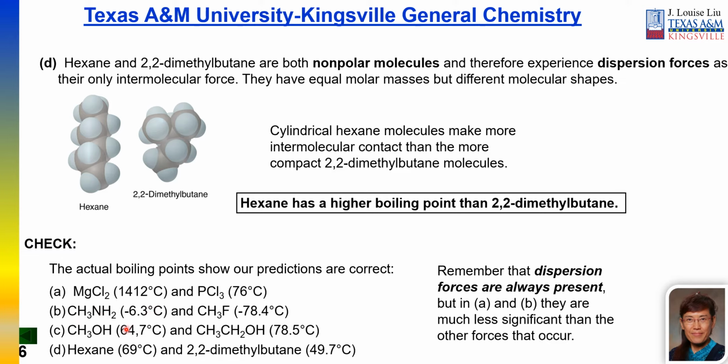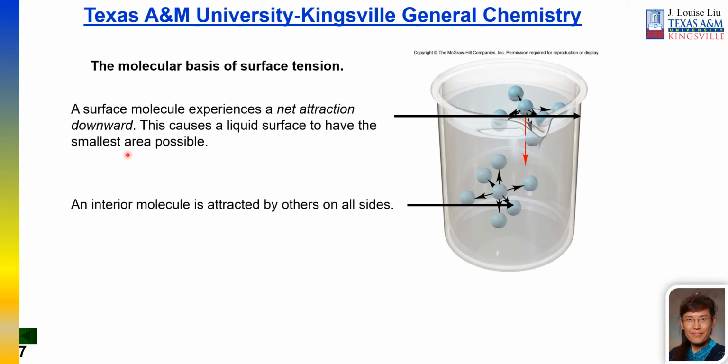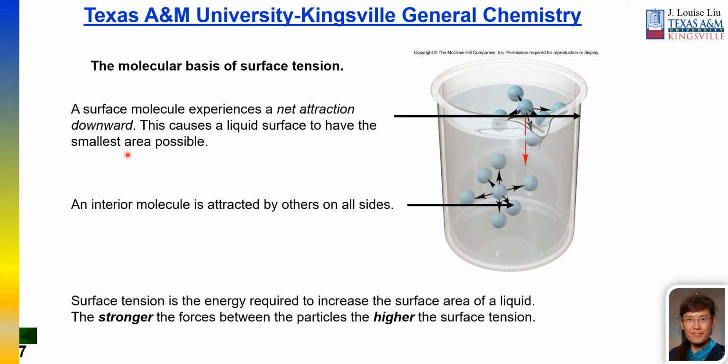Ethanol, I think is 46 Celsius. The methanol is 78.5, hexane 69, the second one 49.7. What our prediction is in alignment, agrees with the actual boiling point. For almost all of the liquids, they have three properties because of the existence of the intermolecular forces.